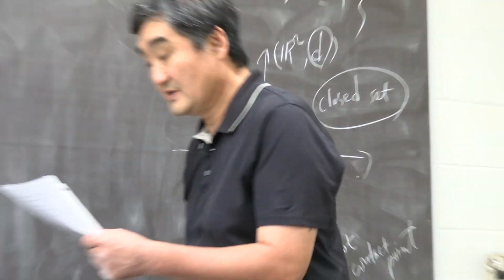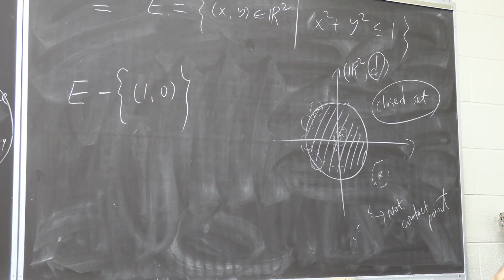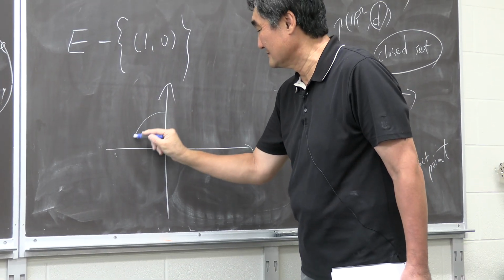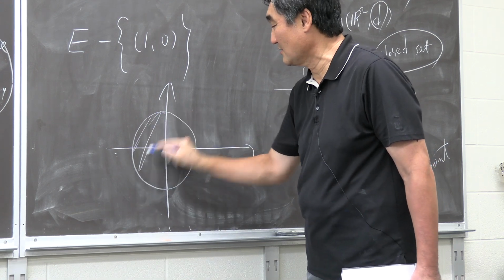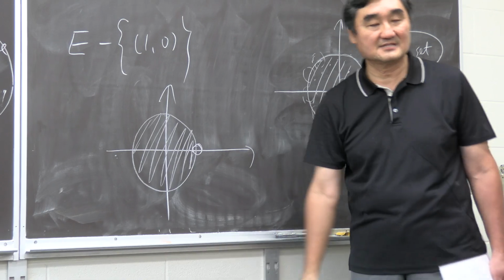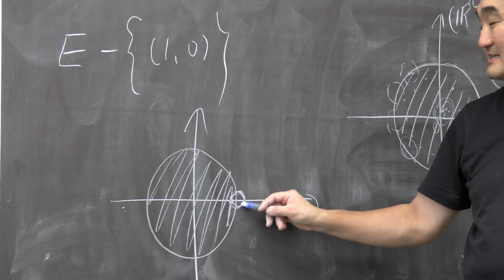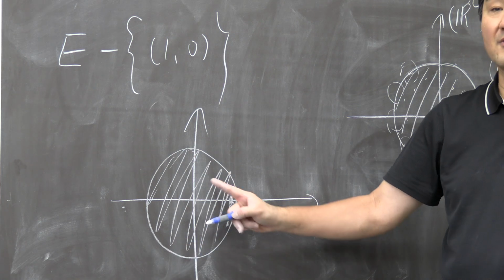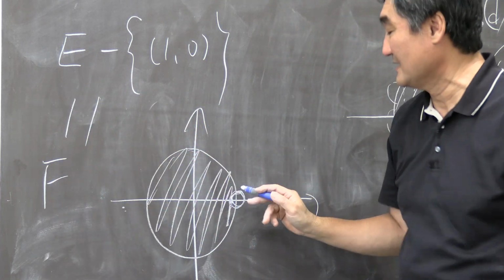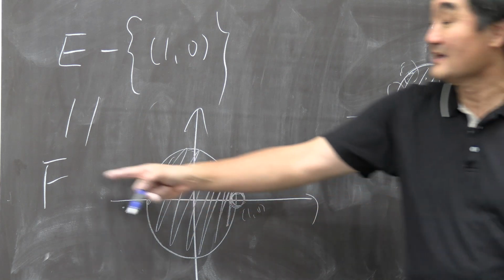But how about if you exclude (1, 0) from the closed ball E? That means everything in that closed ball around 0 except (1, 0). So only (1, 0) is excluded from that closed ball. And even with that exclusion, this excluded point is still a contact point of that set. Let's call that set capital F. Then this excluded point (1, 0) is a contact point of the subset F.